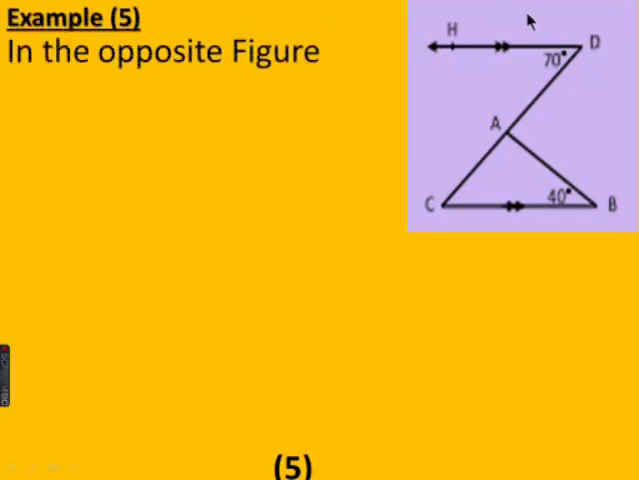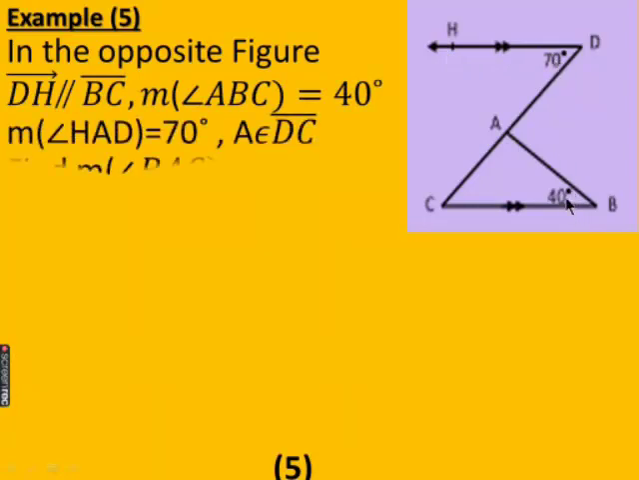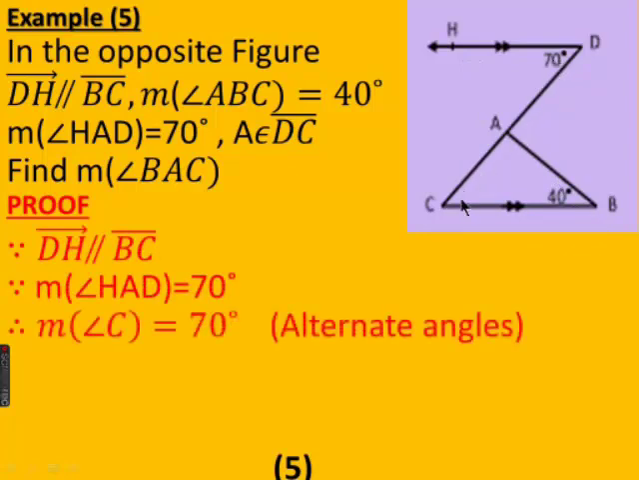5. Example 5, in the opposite figure, we have DH is parallel to BC and measure of angle D equals 70 degrees and measure of angle B equals 40 degrees. What about the required? The required is find measure of angle BAC, this angle. From the given, since DH is parallel to BC, and since the measure of angle D equals 70 degrees, therefore measure of angle C equals also 70 degrees, alternate angles because they form a letter Z.